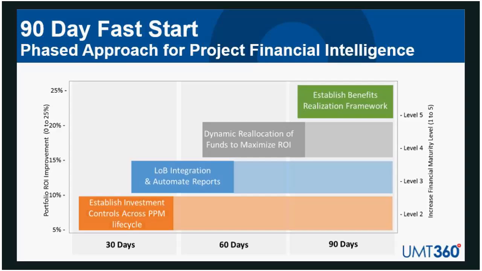The next step could be integrate with line of business integration and automate reporting. Automated reporting, it's a very frequent ask that we see from many customers. And UMT 360 comes with a number of reports out of the box as a best practice template and configuration pack that could speed up the implementation and achieve the results faster.